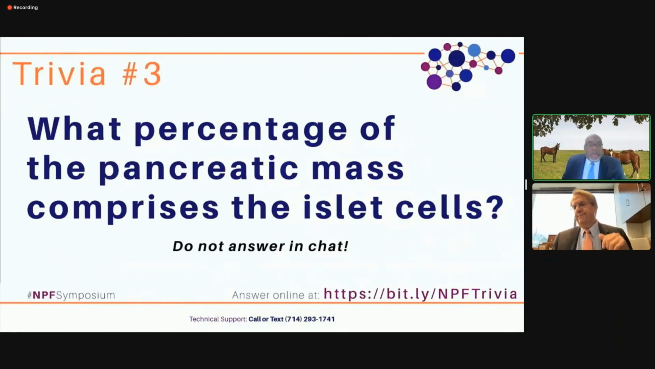Trivia question number 3, what percentage of the pancreatic mass comprises the islet cells? Do not answer in the chat, please. What percentage of the pancreatic mass comprises the islet cells? Do not answer in the chat.